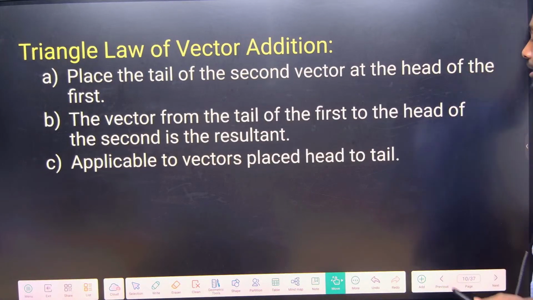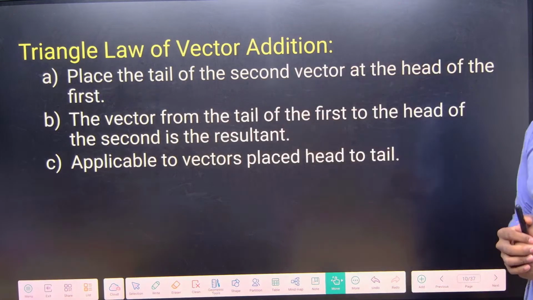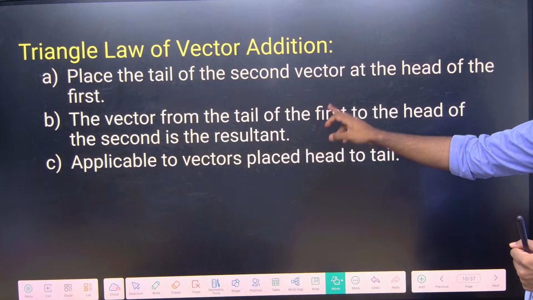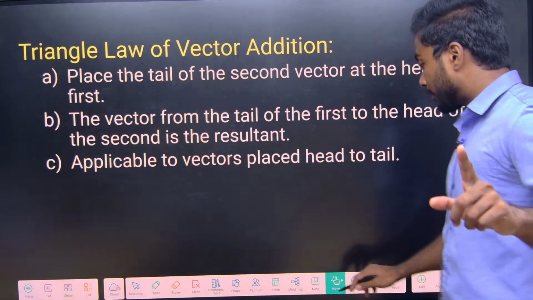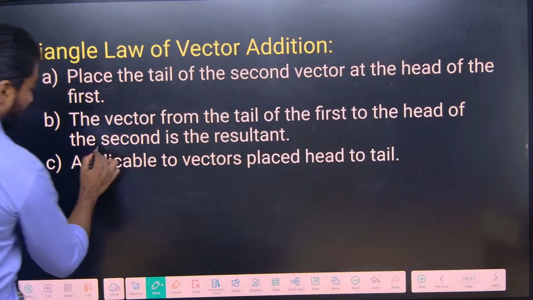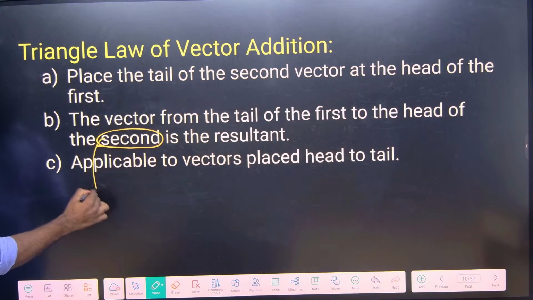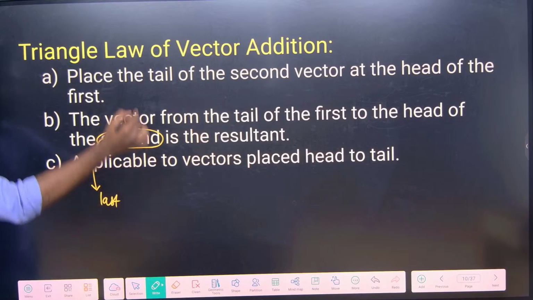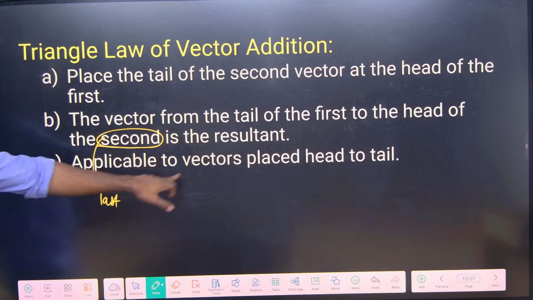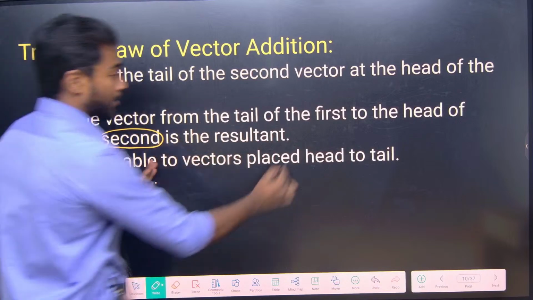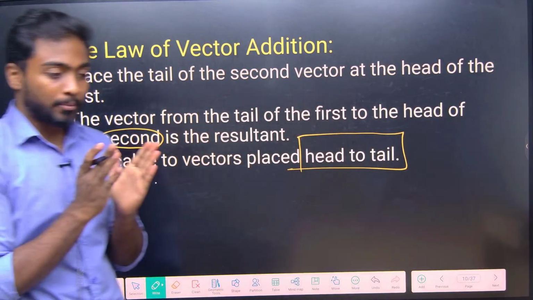Triangle law of vector addition. Place the tail of the second vector at the head of the first vector. The vector from the tail of the first vector to the head of the second vector gives the resultant vector. It applies to the last vector. It is applicable to vectors placed head to tail only, not from a common point.